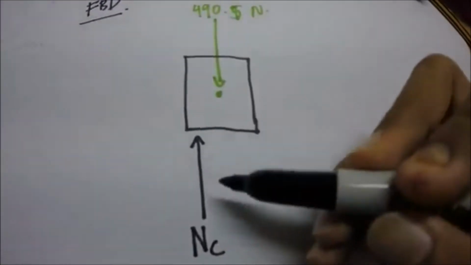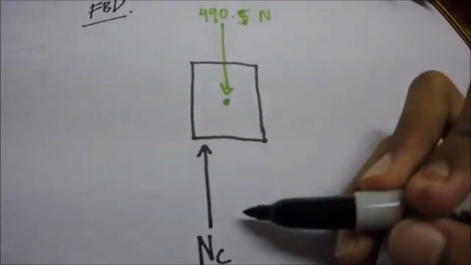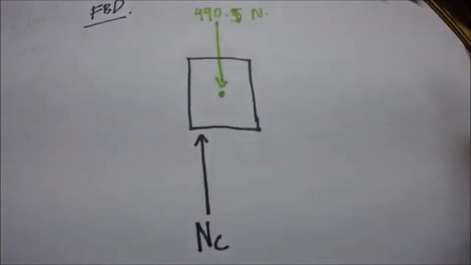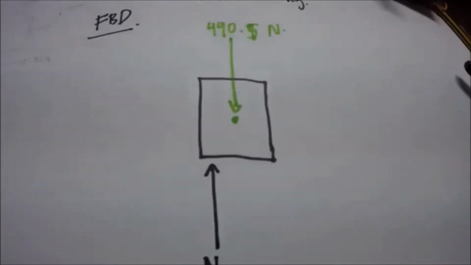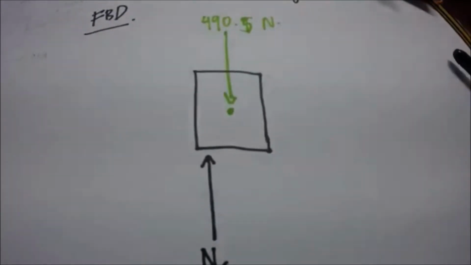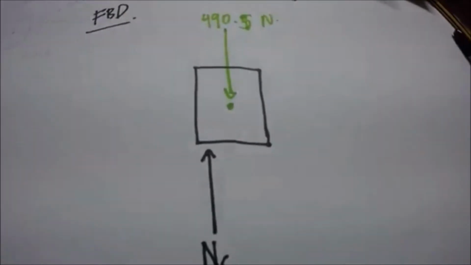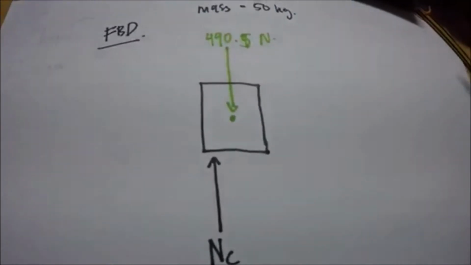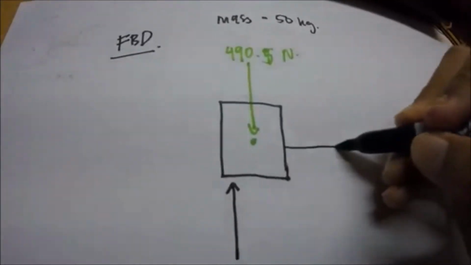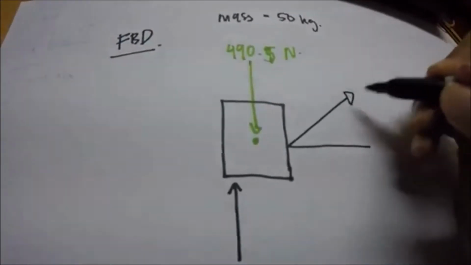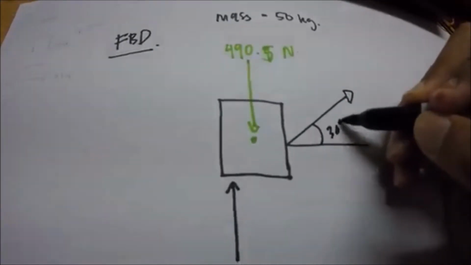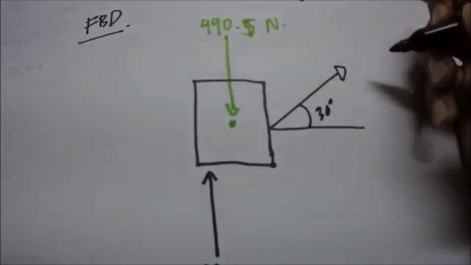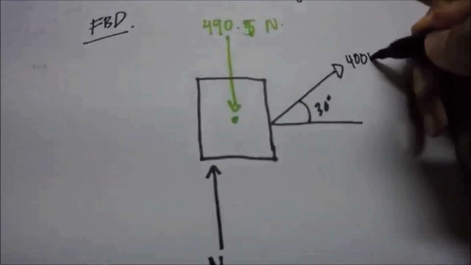And then of course for every action we have a reaction according to Newton's third law. So we have the reaction over here that acts against the weight of the crate, and then the crate is subjected to a 400 Newton towing force. So we have the force that pulls the crate over here at about 30 degrees from the x-axis, and the force that pulls the crate is about 400 Newton.